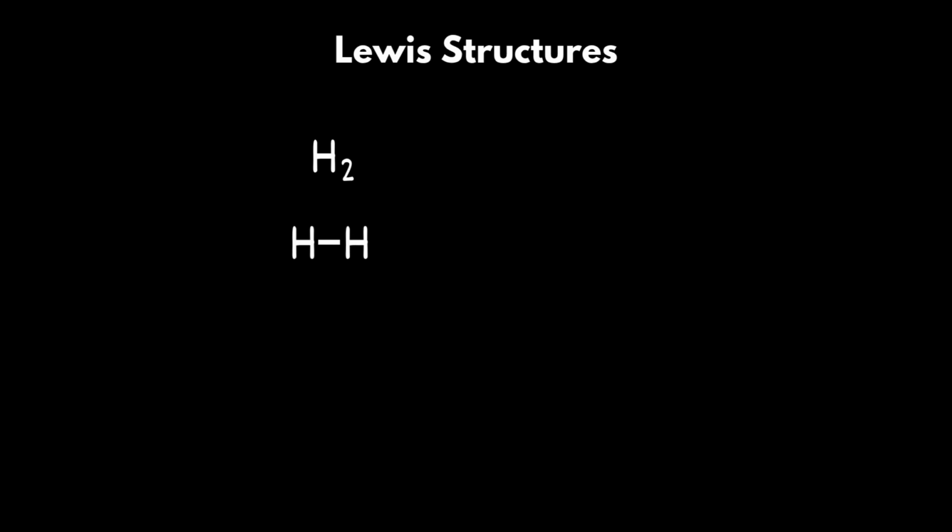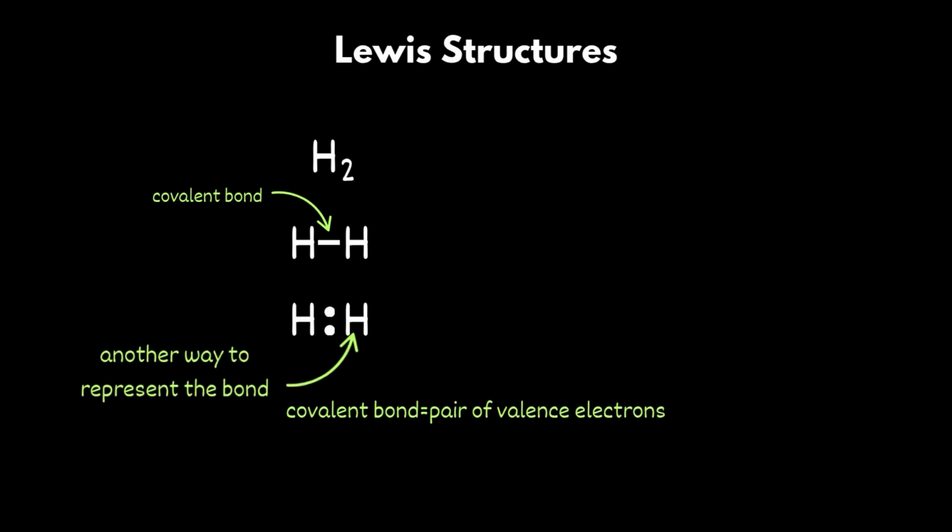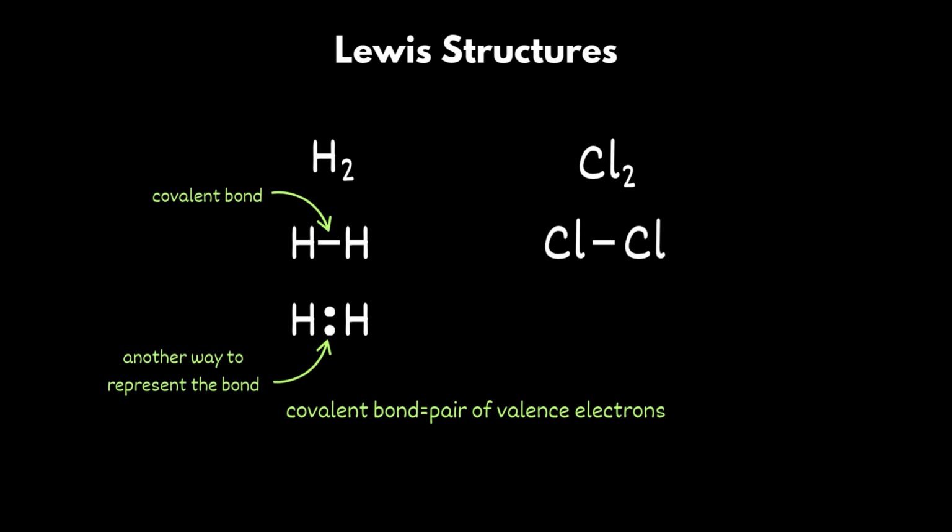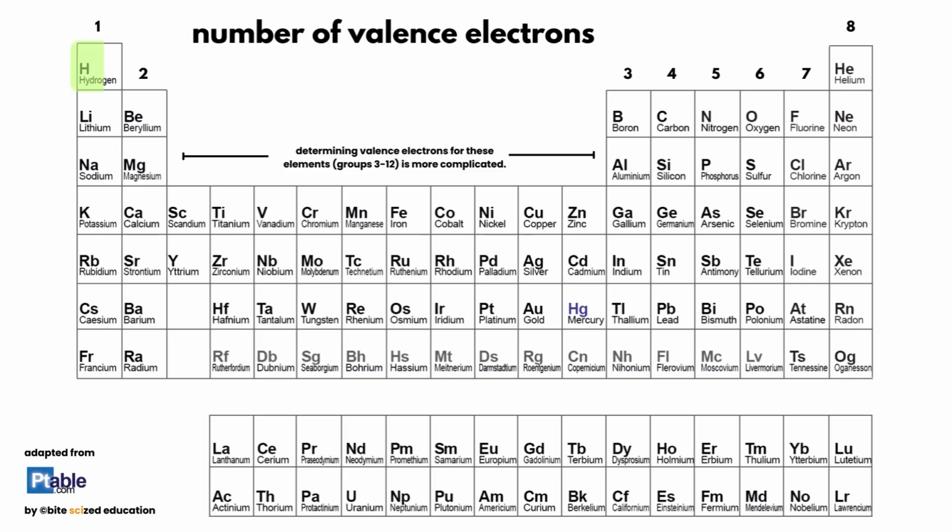So for example, if we have hydrogen gas, or H2, we have 2 hydrogen atoms bonded together, which we can represent through this line. According to Lewis, this bond means that they are sharing a pair of valence electrons, or 2 valence electrons. So this is another way we could represent it. In this example, we're also going to look at chlorine gas, Cl2, simply because hydrogen is an exception to this rule. So if we go back to the periodic table and look at how many valence electrons each one of these atoms has on their own, we'll see that hydrogen has 1 and chlorine has 7. We're going to focus on chlorine right now.